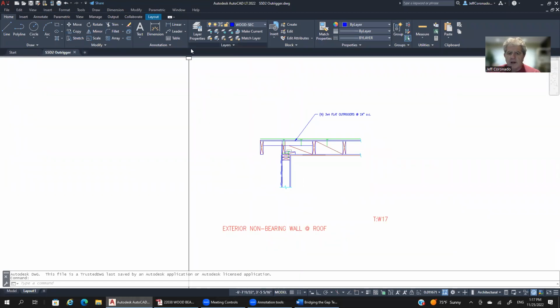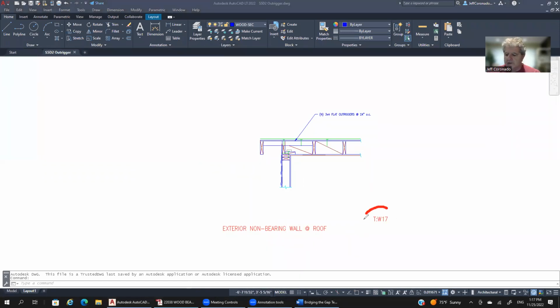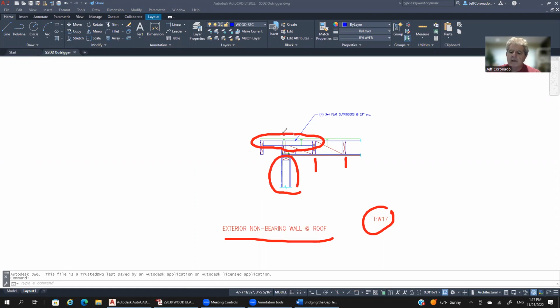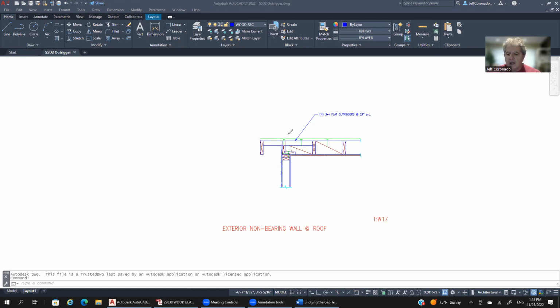And so here we have, again, this is W17. It's an exterior non-bearing wall roof condition. You can see here how the rafters are going in and out of the page. Here's your stud wall, and here is the outrigger. So the outrigger is intended to cantilever beyond the edge of the wall and support the roof in that overhang. All right, so what we've got is basically a simply supported beam with an overhang.